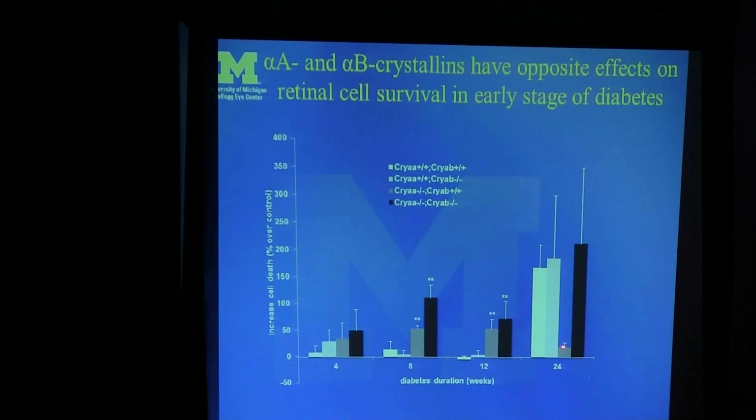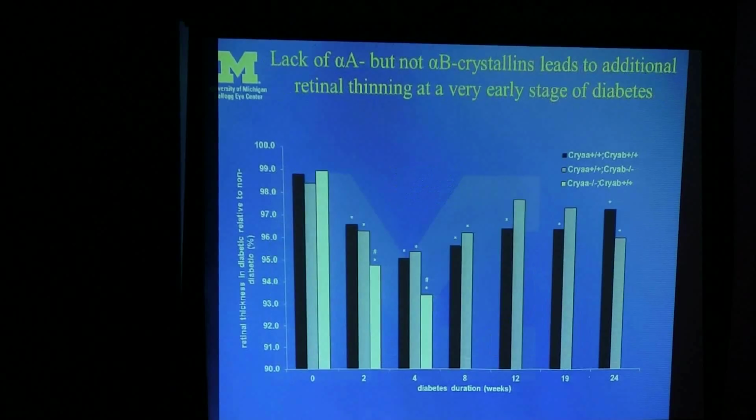Interestingly, at that time, the level of cell death in the alpha A crystallin knockout mice completely dropped. Now, this time point is preliminary. It's only one cohort of animals that we've done, so we're very cautious with this. But this is interesting, and we're repeating that as we speak.